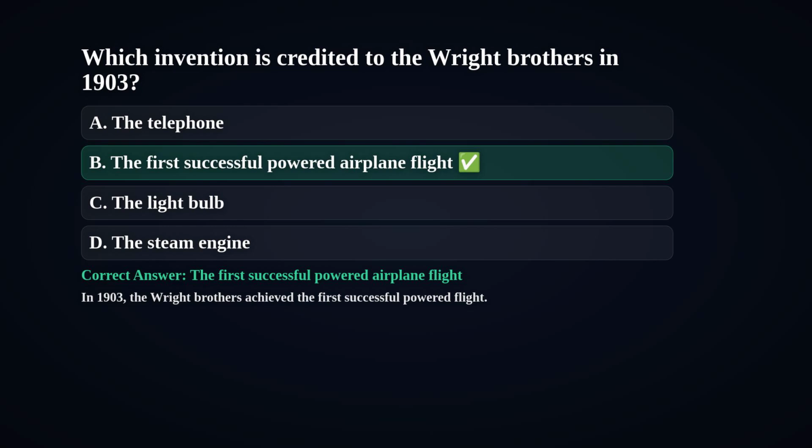The correct answer is B. The first successful powered airplane flight. In 1903, the Wright brothers made the first controlled, sustained flight of a powered aircraft, launching modern aviation.